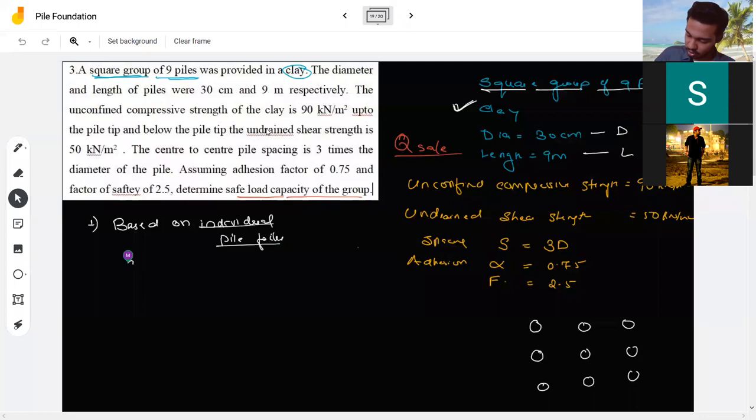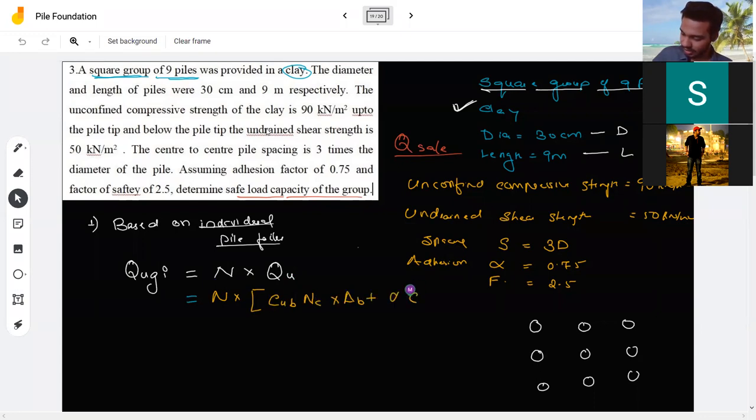So my QUG, that is ultimate load carrying capacity of a group of piles for an individual pile failure, is equal to number of piles multiplied by the load of one pile. How much load will one pile take? That is ultimate load carrying capacity of a single pile. So this is equal to N into my QU. I know my equation number 3, that is CUB NC into AB plus alpha CU into AS. Okay, let me try putting the things now.